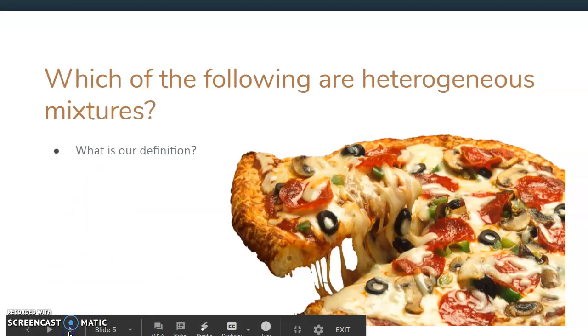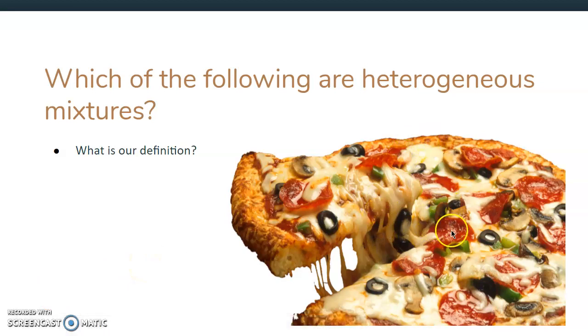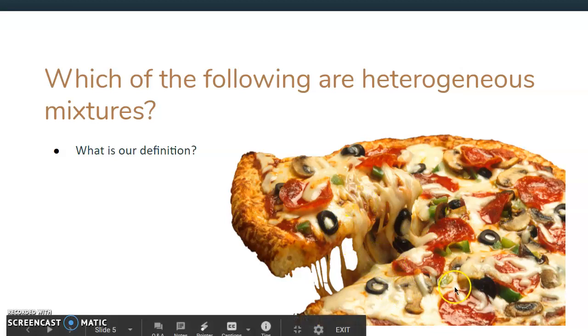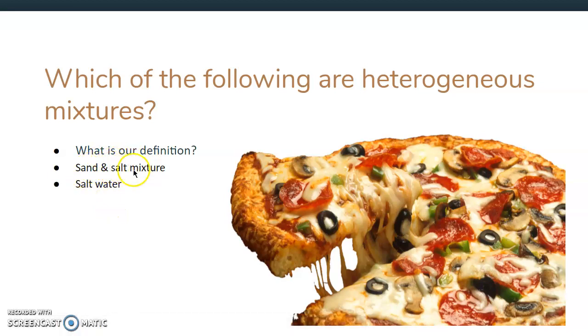And finally, we have a heterogeneous mixture. So looking back at our definition, it is a non-uniform mixture. Pizza is my favorite example because you can see that the olives are not perfectly distributed. It's just kind of thrown on there in any order. And we're going to go through these same examples a little bit quicker. So sand and salt mixture. If it is not mixed well, I would say heterogeneous mixture. If it is mixed well, I would say homogeneous. So we would need to ask some clarification.